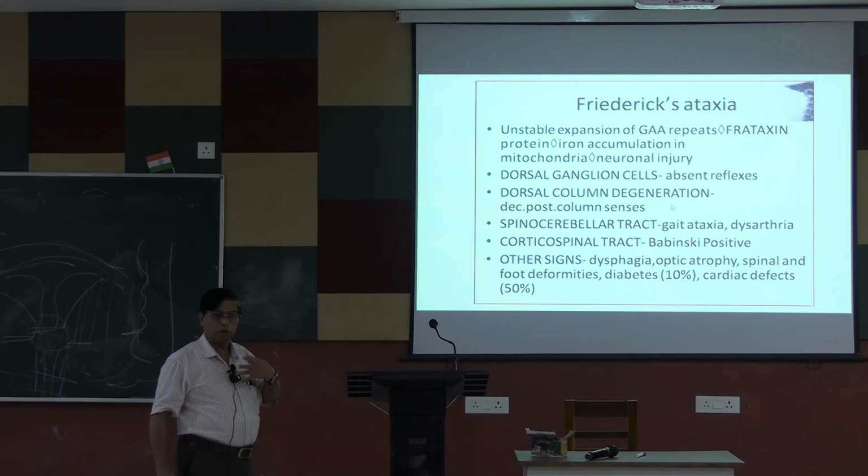There are different types of congenital defects. A Friedreich's ataxia patient usually dies of cardiac disease, because it is not 50%, it is much more than that. 90% of patients will have hypertrophic cardiomyopathy. So these are the important points to be remembered. The patient dies of cardiomyopathy and heart failure.